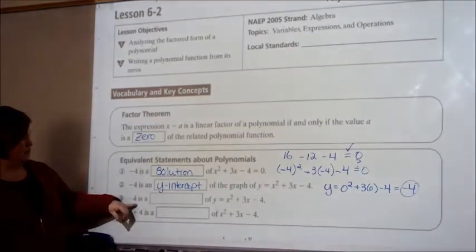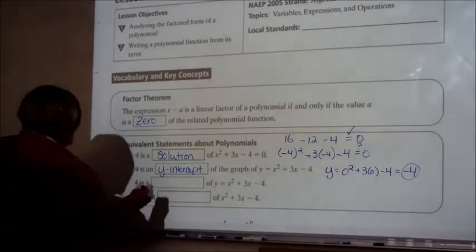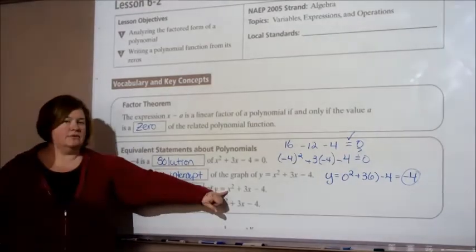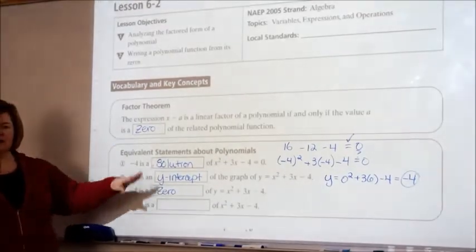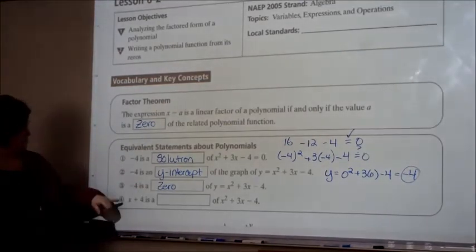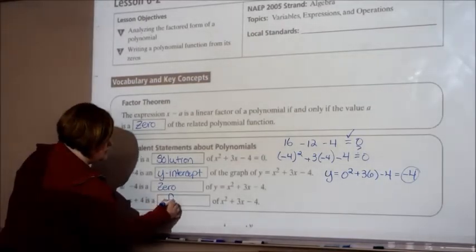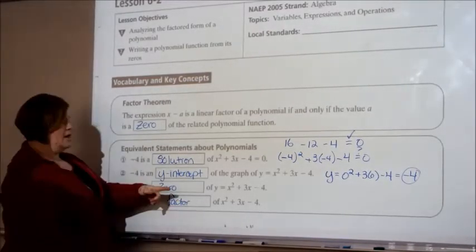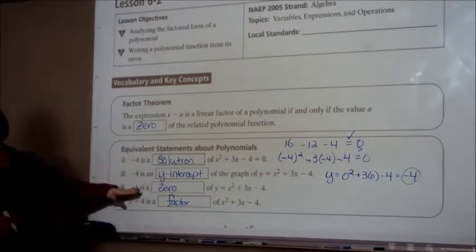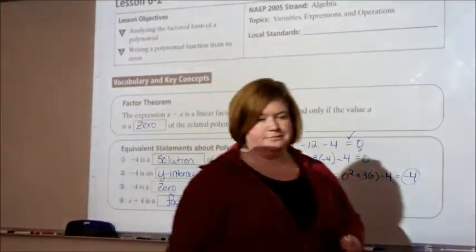Okay? Negative 4 is also a 0. So this graph would cross the x-axis at negative 4. All right, and then x plus 4 is a factor of the polynomial x squared plus 3x minus 4. So these are all equivalent statements. All right, let's keep going.